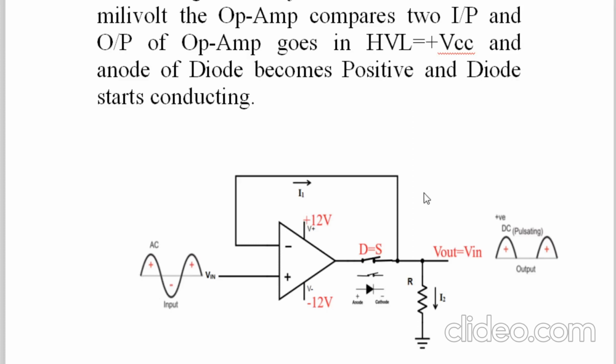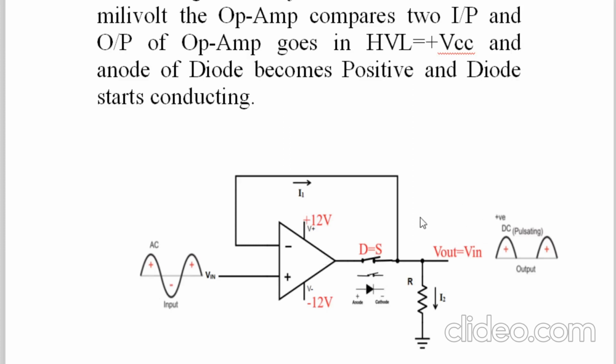100 millivolt means 0.1 volt. 0.1 volt is equal to 100 millivolt. So even though this input is 100 millivolt, the output will again be 100 millivolt, because the op amp started working as a unity gain amplifier because of the closed switch position of the diode.